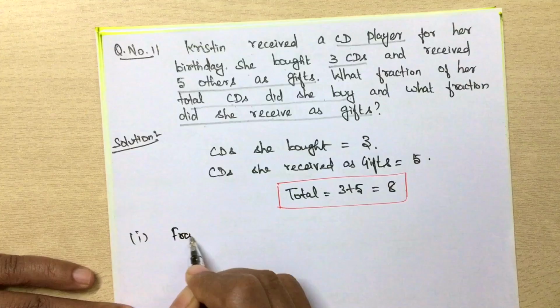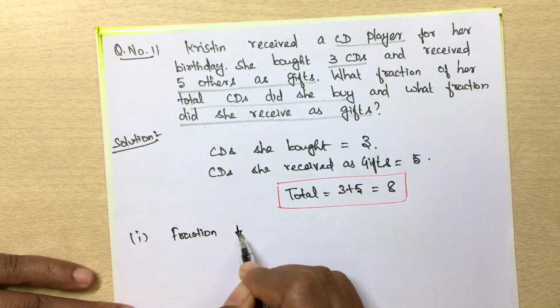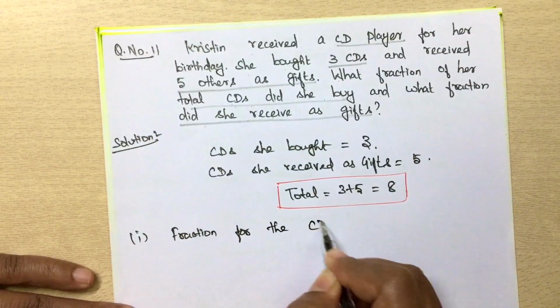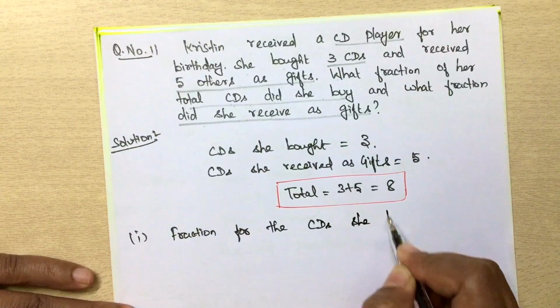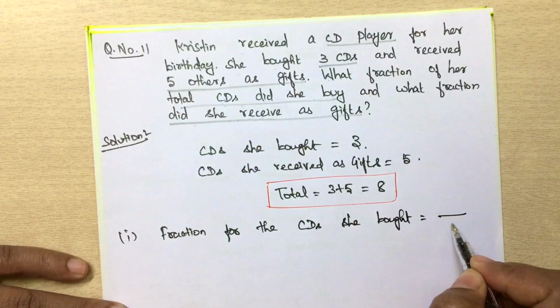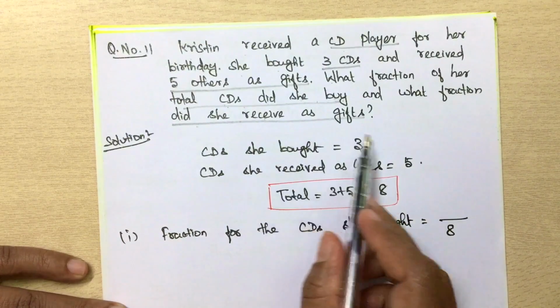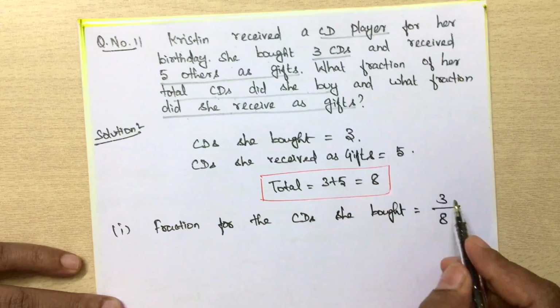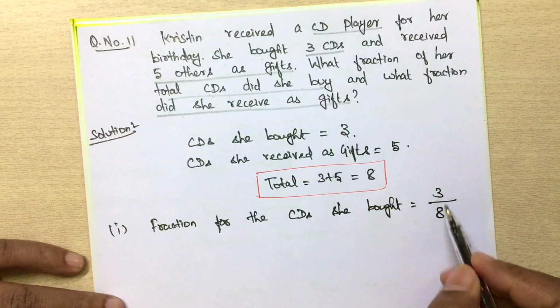So the fraction for the CDs she bought is, what is the total? It is 8. Out of which how much has she bought? It is 3 by 8. You can see 3 and 8 you can't simplify further.